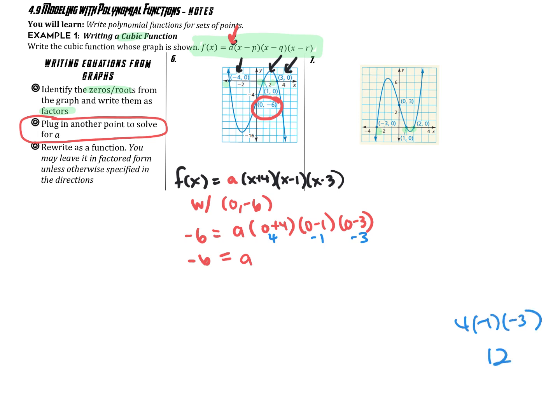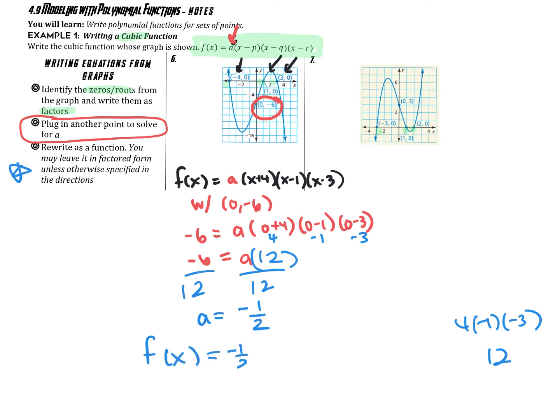That's going to be positive 12. So a times 12 is negative 6. So I'm going to divide both sides by 12. So a is going to be negative 6 over 12, or negative 1/2. And then step 3, rewrite it as a function.